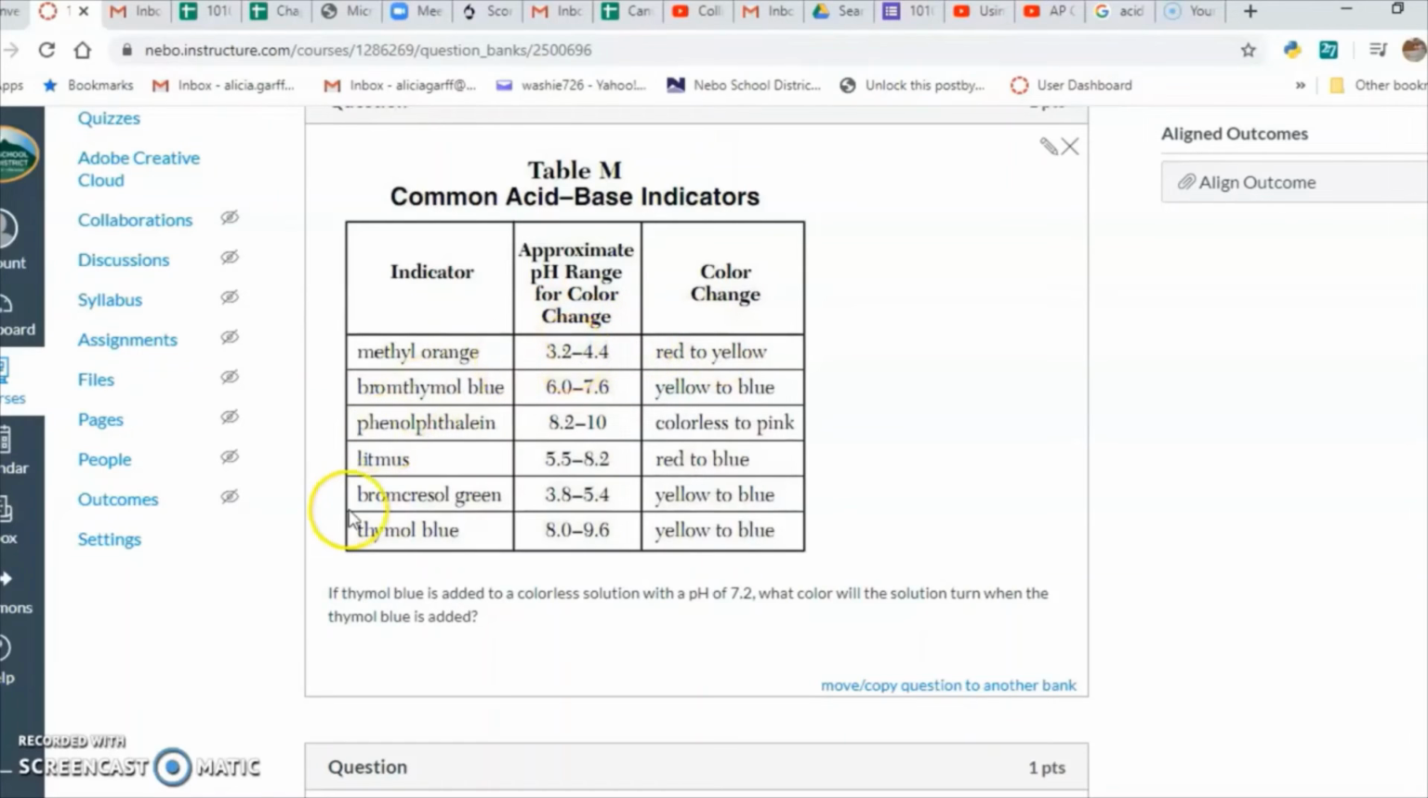Again, let's look down here at thymol blue. Thymol blue is going to be yellow below a pH of 8 and blue above a pH of 9.6. So you just need to be able to read those charts and understand them and answer questions on them. So that's one part of the assignment.